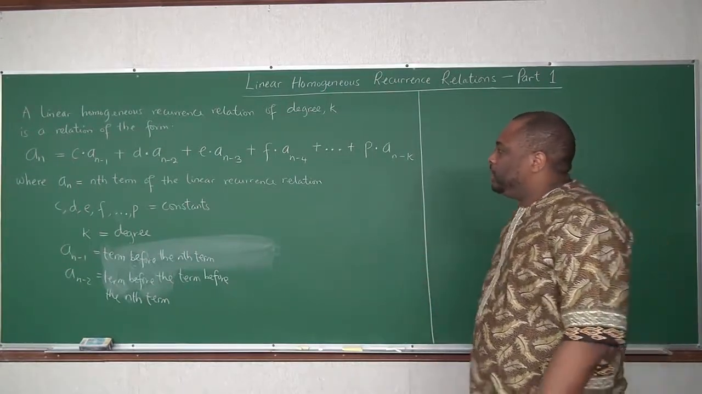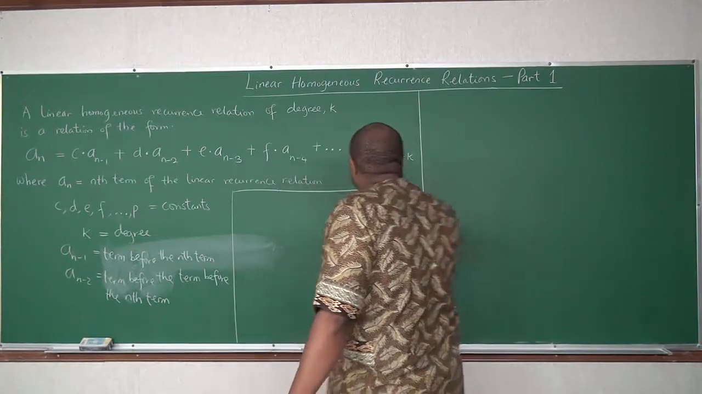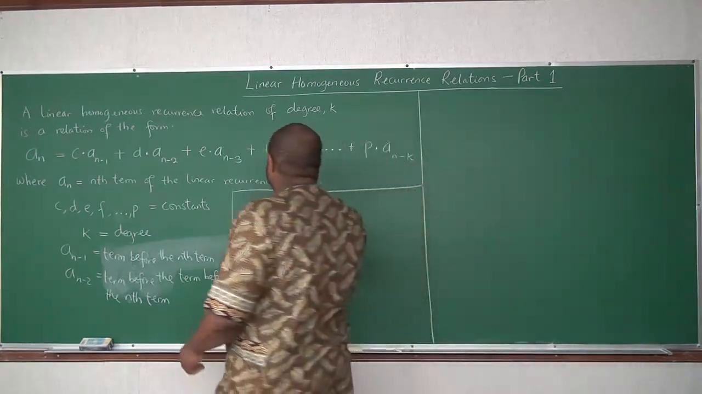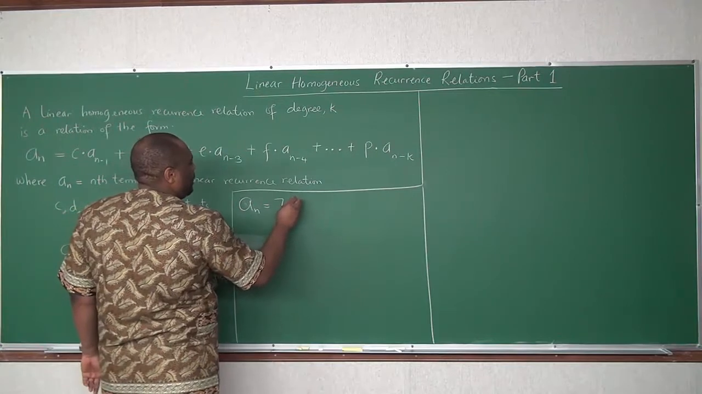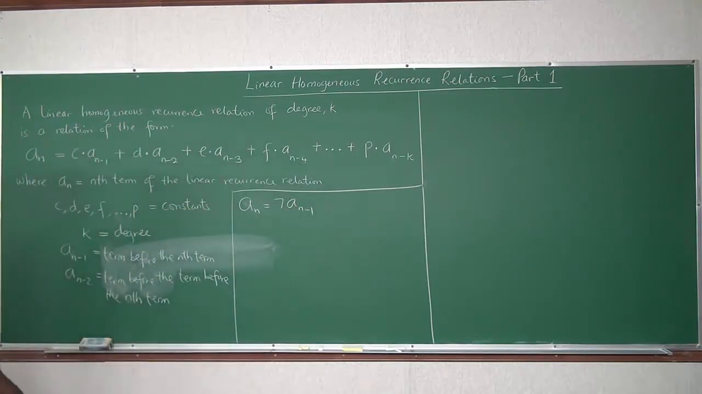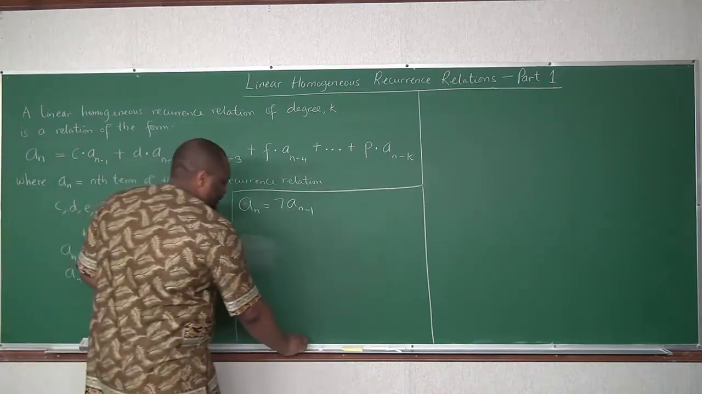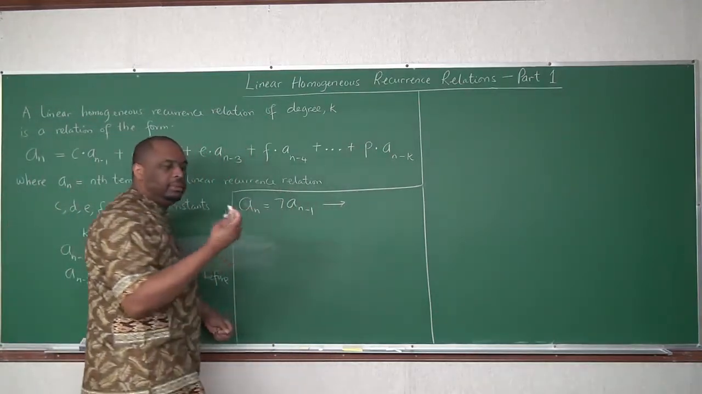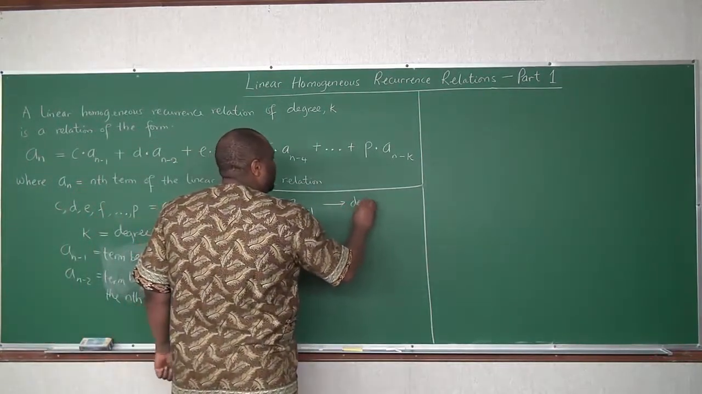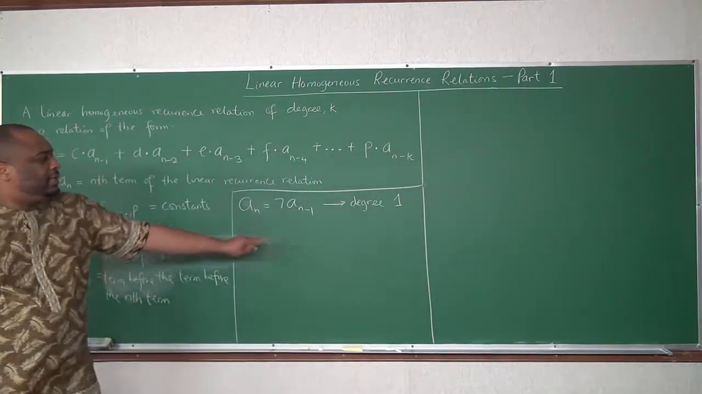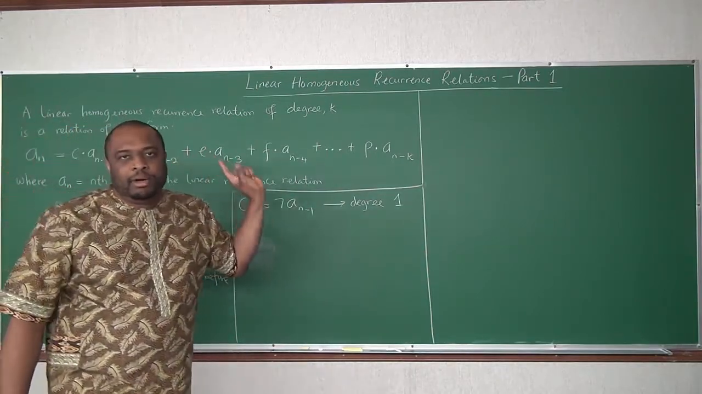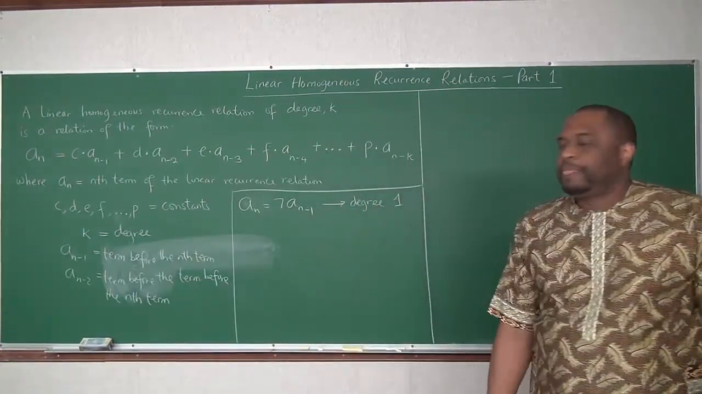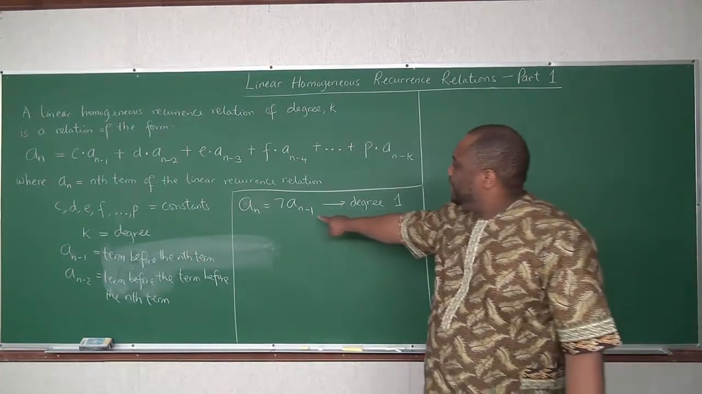It's a recursive sequence. Now, let's look at this for a moment. If we have something like a subscript n equal to 7 times a subscript n minus 1, if you just have this, I'm going to use a yellow chalk. This is degree 1, because the last one is what you have. This is a linear homogeneous recurrence relation, degree 1.